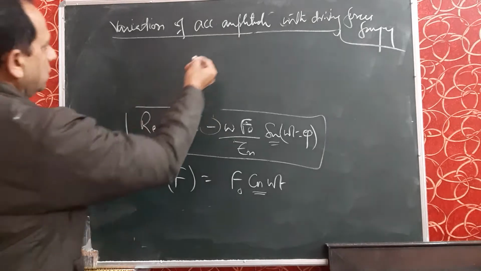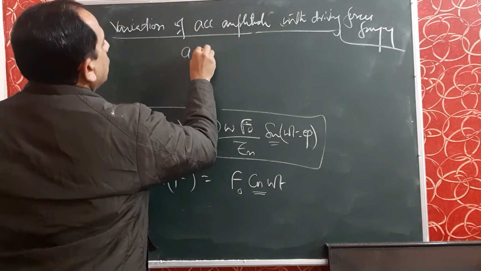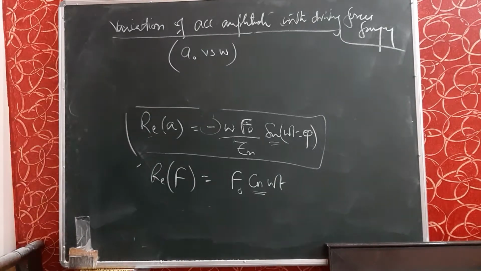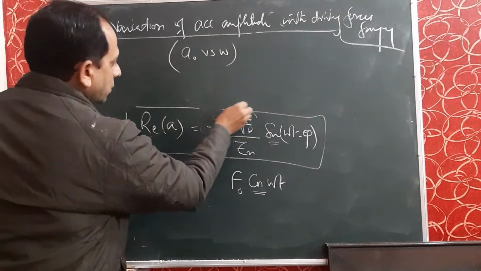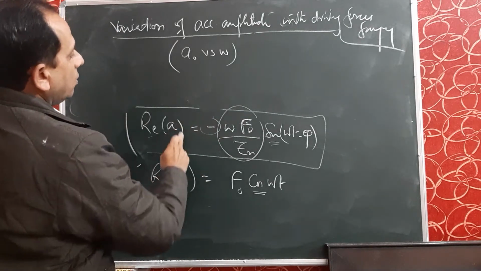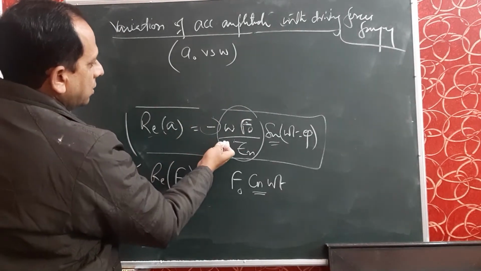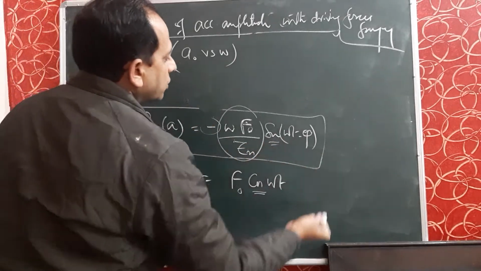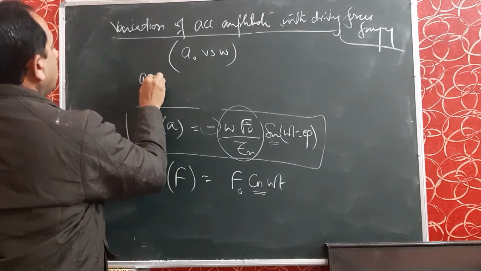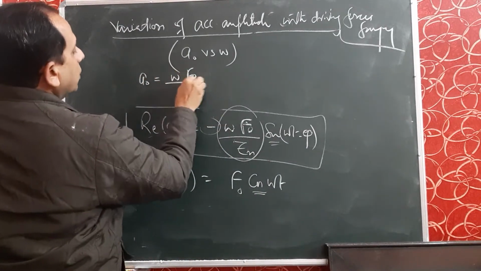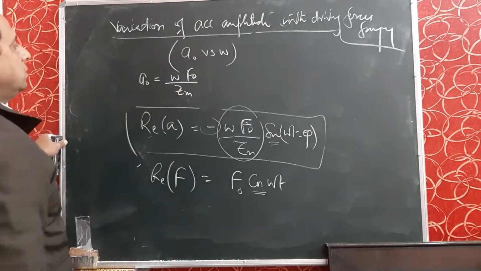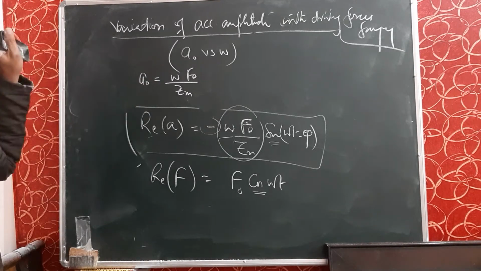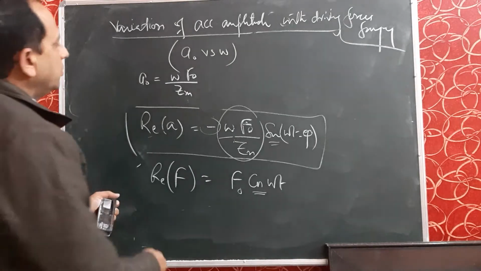So in this case, in simple words, it is A naught versus omega variation. A naught means the amplitude of acceleration. So what is acceleration amplitude? When we consider this constant, the maximum value of this acceleration is called A naught, and this is a harmonic function. So A naught is omega f naught upon Zm. This is A naught, meaning acceleration amplitude or maximum value of acceleration.